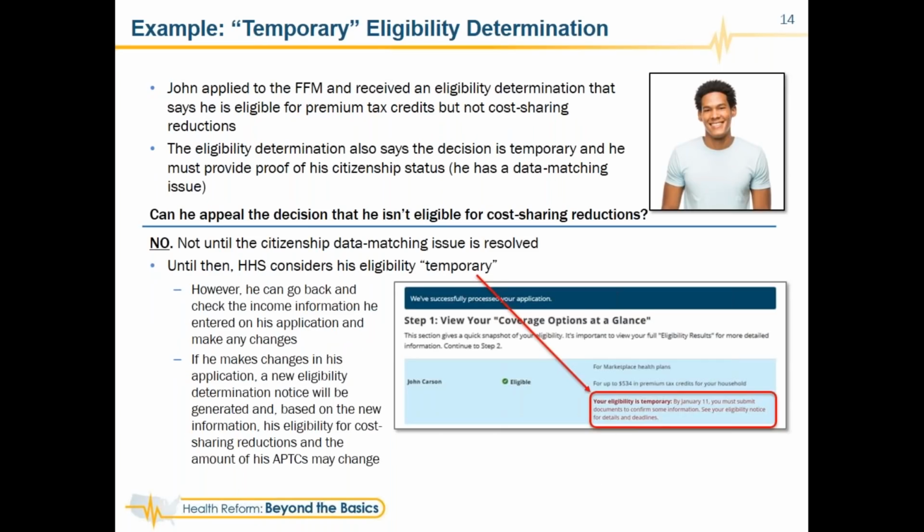So let's go through another example, which would be one of these temporary eligibility determinations. In this case, we have John who applied to the FFM and received an eligibility determination that says he's eligible for APTCs but not CSRs. It also says his decision is temporary and he has to provide proof of his citizenship status. Can he appeal that he isn't eligible for cost sharing reductions? No, not yet. Until he provides his citizenship documentation and a final eligibility determination is made, he cannot appeal that he did not receive CSRs, even though that's not one of the issues that's related to temporary. So his citizenship is sort of the inconsistency that he has, but until that is resolved one way or the other, he can't appeal some of the other decisions that are made in his eligibility notice.